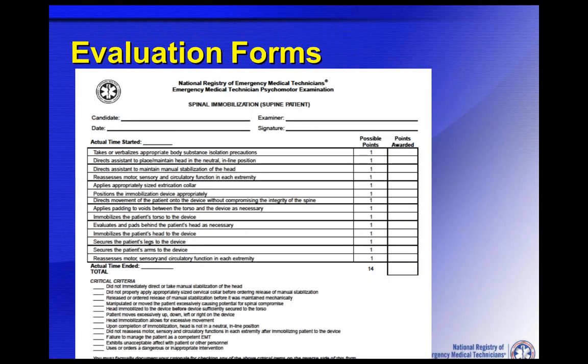So here is a sample evaluation form. This is the spinal immobilization supine patient.